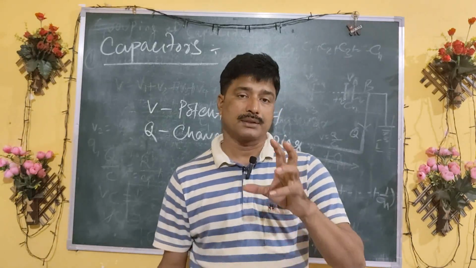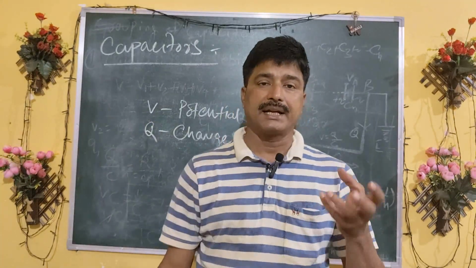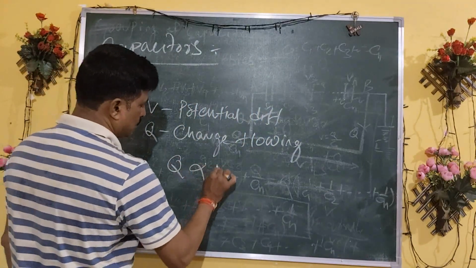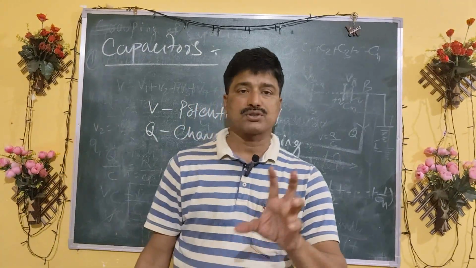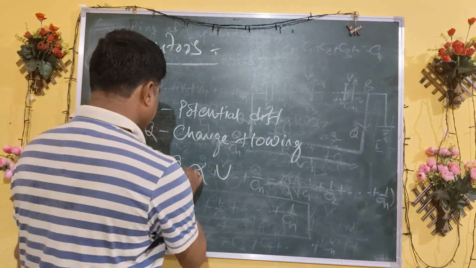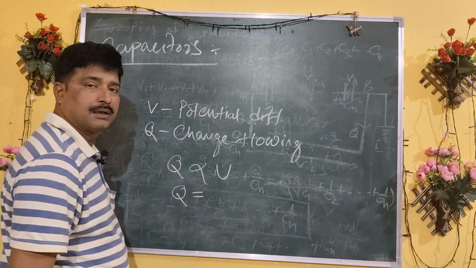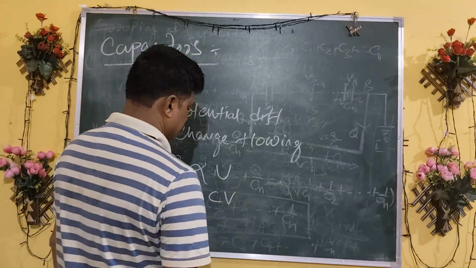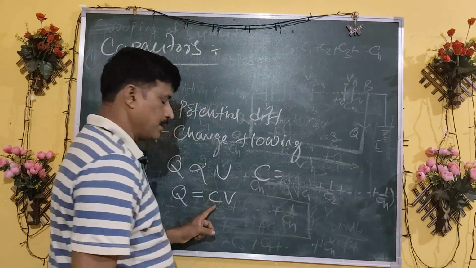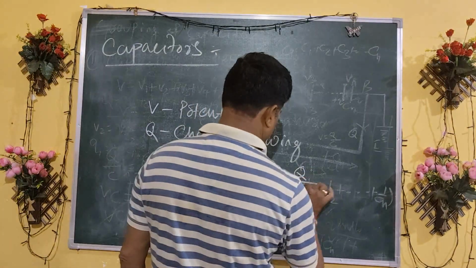So the flow of current depends upon V. So potential difference and charge are directly proportional. That means Q is always proportional to V. Q, that means the flow of charge, depends upon the potential difference. To remove the proportionality, we have to add a proportionality constant, let that be C, that is C into V. So Q is equal to C into V, where C is known as the proportionality constant or the capacitance. So C is equal to Q by V.